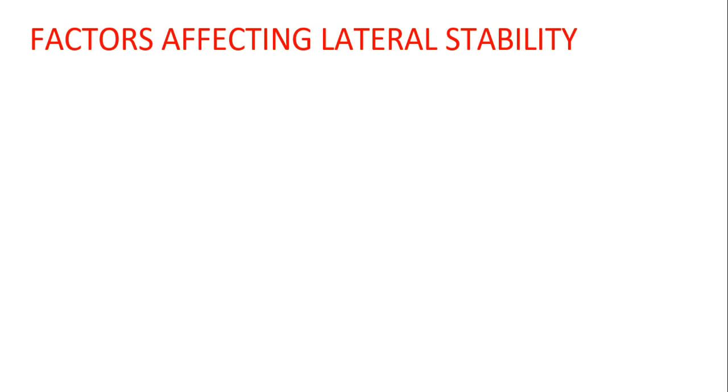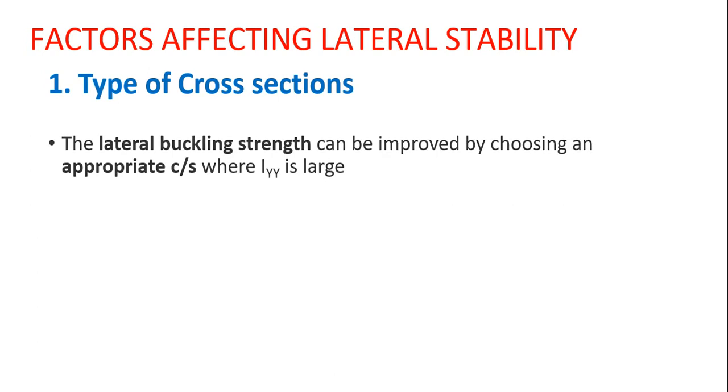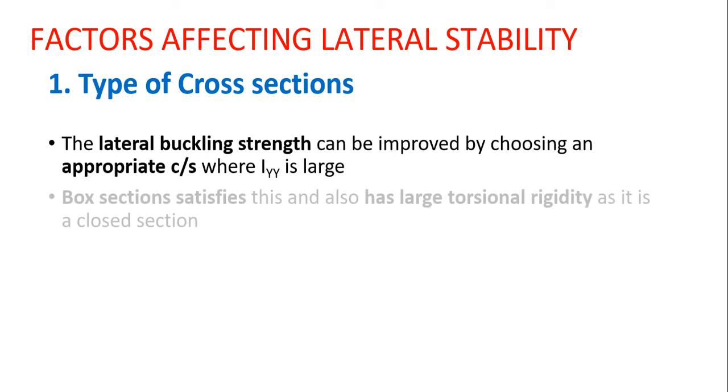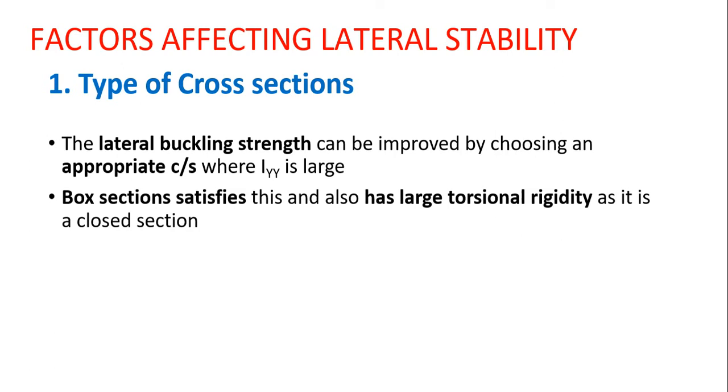So now let us see the factors affecting the lateral stability of beam. The first one is type of cross section. The lateral buckling strength can be improved by choosing an appropriate cross section where the moment of inertia about the y axis is large. See, a box section satisfies this and also has large torsional rigidity as it is a closed section. So the type of cross section you choose is also a factor which affects the lateral stability of the beam.